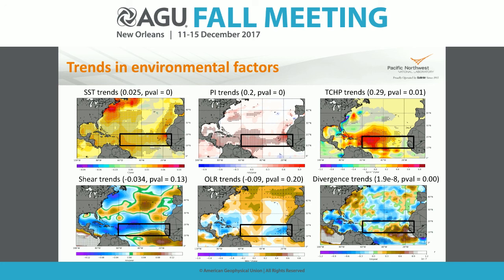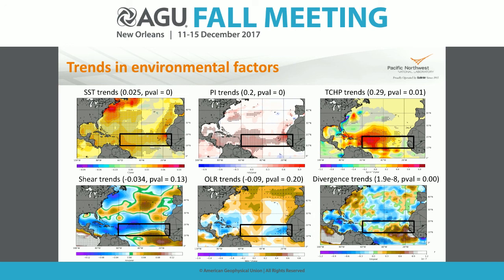So mostly we identified that in the central and the eastern Atlantic Ocean, which is shown by the black box in each of the plots, when we look at, for example, SST trend and also the trend in the potential intensity, the heat content over the ocean, and then the outgoing longwave radiation, the upper level wind divergence, as well as the wind shear. So we see mostly statistically significant changes in the past favoring the environment for rapid intensification.